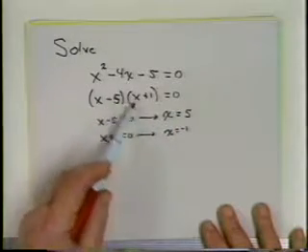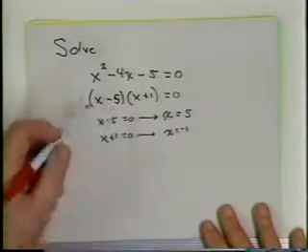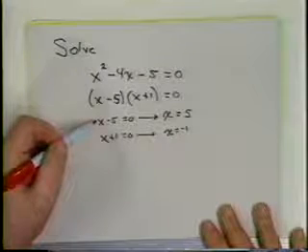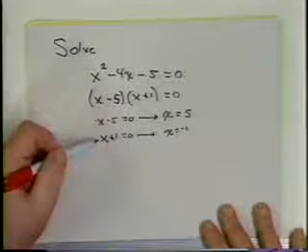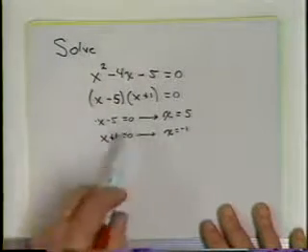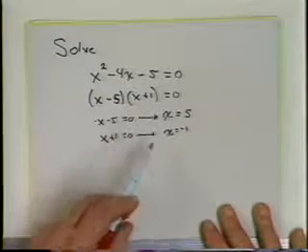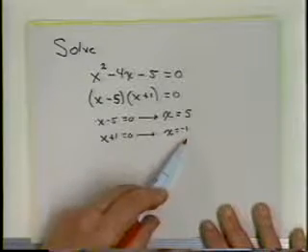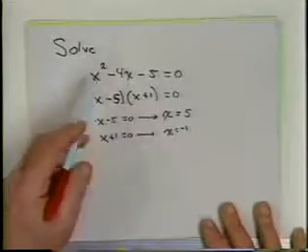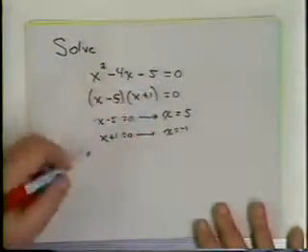Since the only way a product can equal 0 is for one of the factors to be 0, it's either x minus 5 which has to be 0 or x plus 1 which has to be 0, in which case if x minus 5 is 0, x is 5, and if x plus 1 is 0, x would be negative 1.